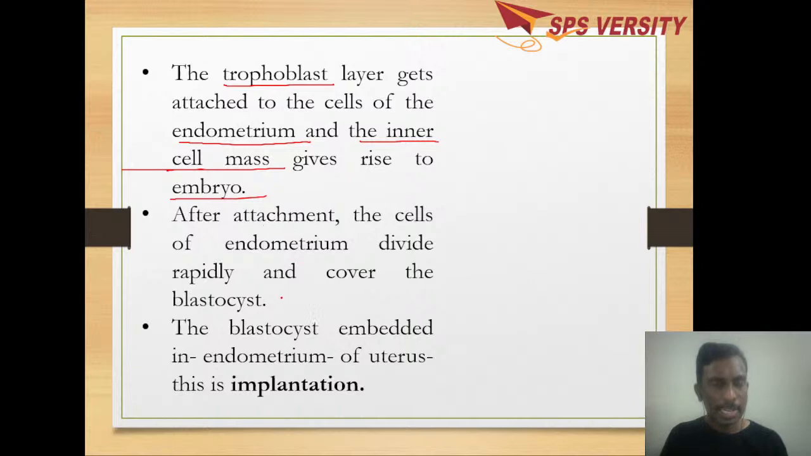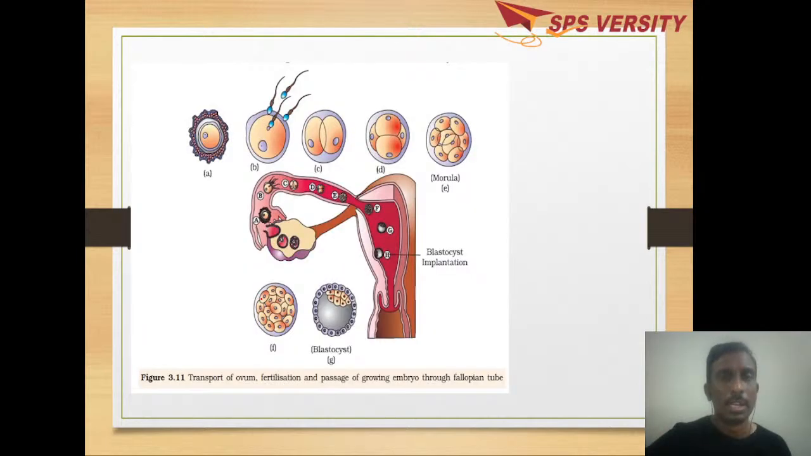This attachment of the blastocyst to the endometrium is called implantation. That is, the blastocyst is very closely associated with the cells of the endometrium. This attachment is called implantation. Here you can see the diagram clearly, showing the different stages.